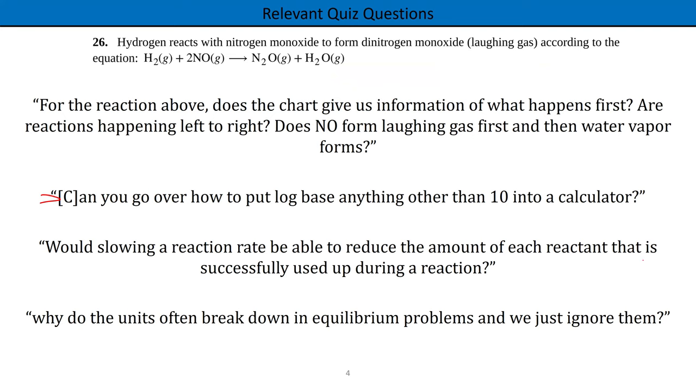Yeah. All right. Last few relevant questions, and then we'll get to nuclear stuff again. Would slowing the reaction rate be able to reduce the amount of reactant that is used up during a reaction? Yes, but you'll also get less product. So you can't really make it more efficient necessarily by controlling the reaction rate, but you can, say, if you're trying to use a really expensive reactant and don't want to use too much of it, make sure you only use as much as needed potentially. But it comes at the cost that you don't make as much product either.